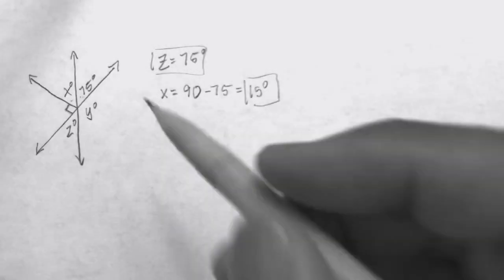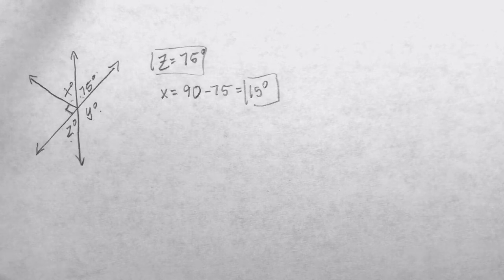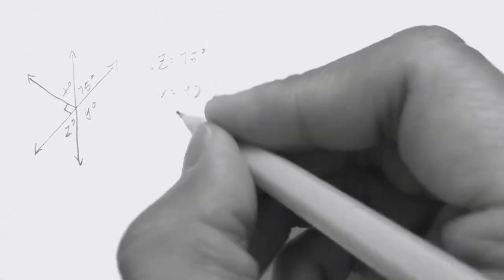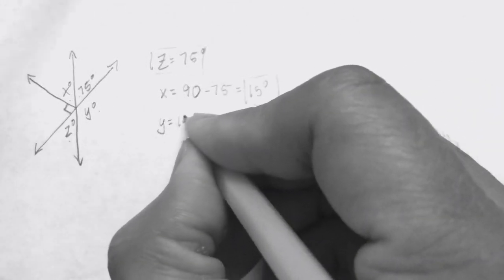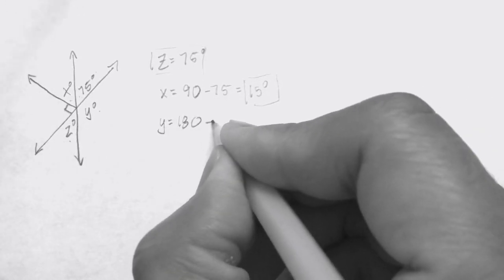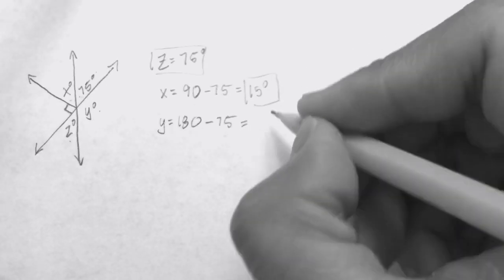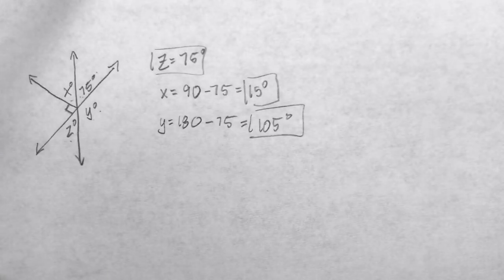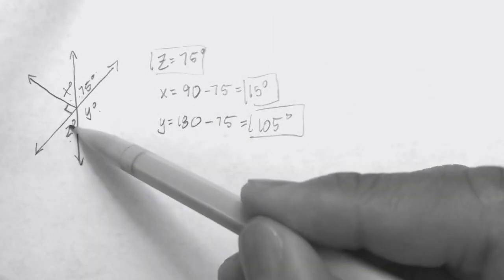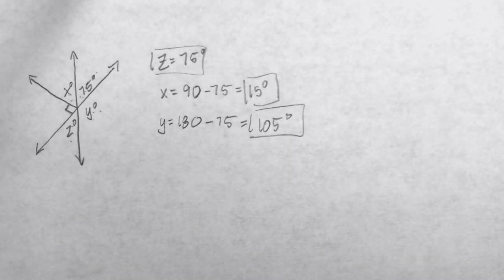And then the last one is Y. If you look, 75 and Y are a linear pair, which means they add up to 180. So to find Y, we set it equal to 180 minus 75 degrees, which is equal to 105 degrees. So we used vertical angles, complementary angles, and a linear pair, or supplementary angles.